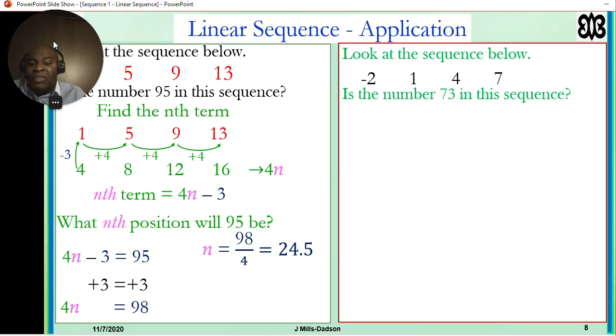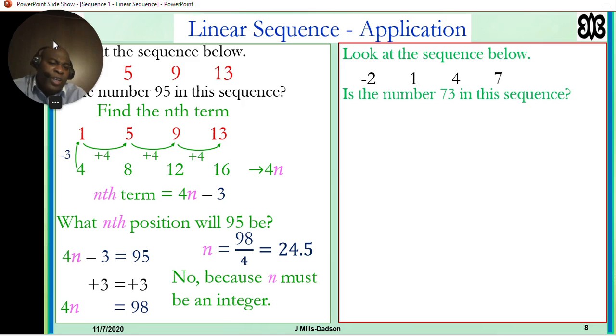So we can confidently say that if we carry on adding 4, we will never get 95 in this particular sequence. The reason is n must be an integer, and this 24.5 is not an integer, not a whole number, so it is not in the sequence. Look at the second one. Is 73 in this sequence? Well, none of the first 4 terms has a 3, so it doesn't seem like it. But hang on, let's investigate.